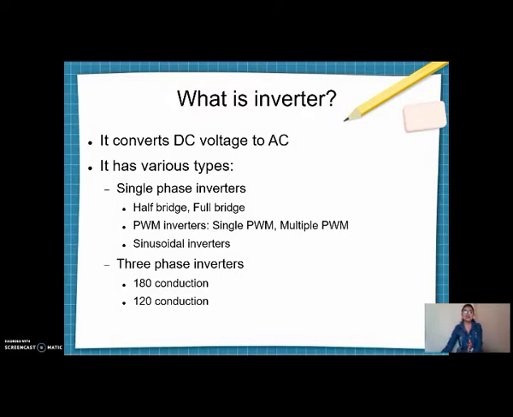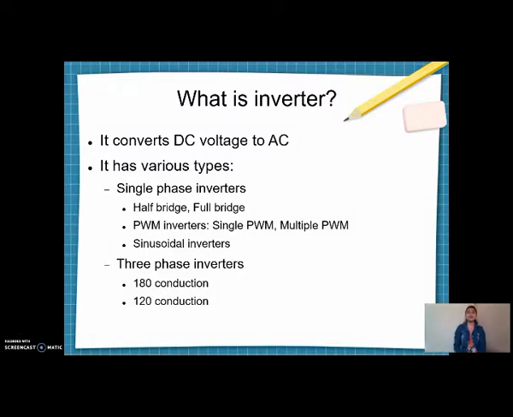As the name suggests, it is responsible to invert or keep on changing the polarity of output signal by using a steady DC input. Inverters can be classified as single-phase inverters or three-phase inverters. In single-phase inverters, we have half-bridge inverters and full-bridge inverters. We also have PWM inverters, which are further classified as single PWM, which has one pulse per half cycle, and multiple PWM, which has multiple pulses per half cycle. We also have sinusoidal inverters.